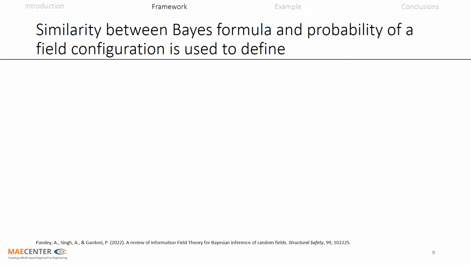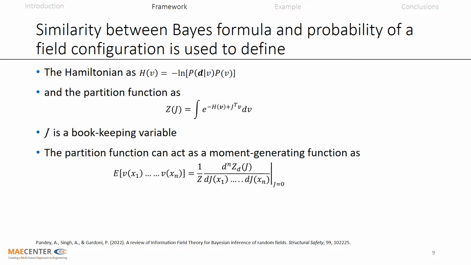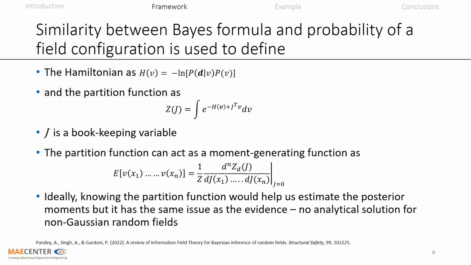The similarity between Bayes formula and the probability of field configuration that we saw in the last slide is used to define the Hamiltonian for a random field as the negative natural log of the joint distribution, and the partition function is defined as the integral of the negative log of the joint plus an additional term over all field configurations, where the additional term has the coefficient J, which is a bookkeeping variable. The partition function also acts as a moment generating function, because if we take the nth derivative of this function, we get the nth order posterior moment.